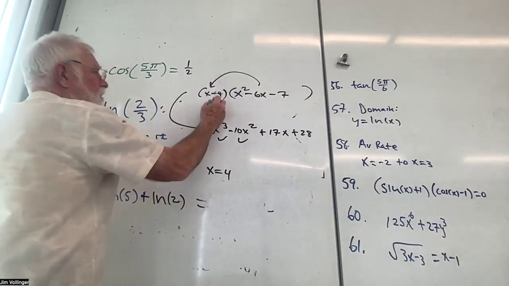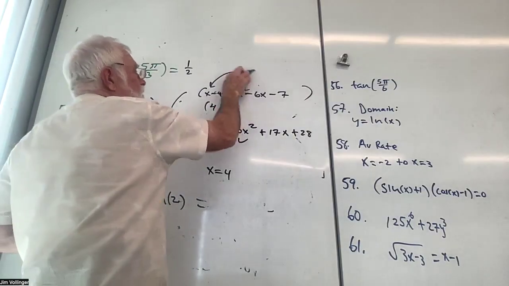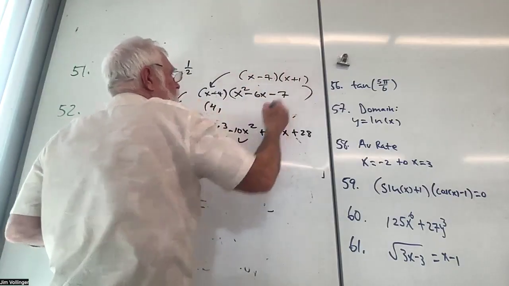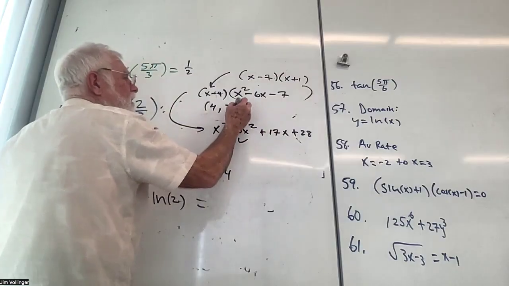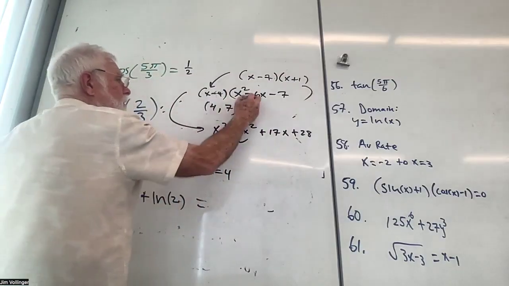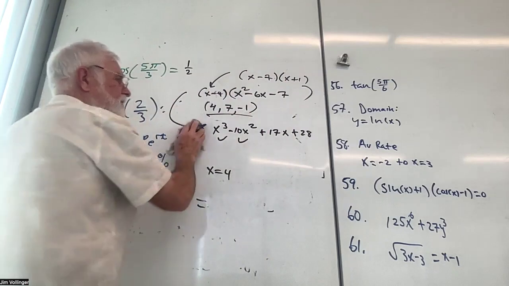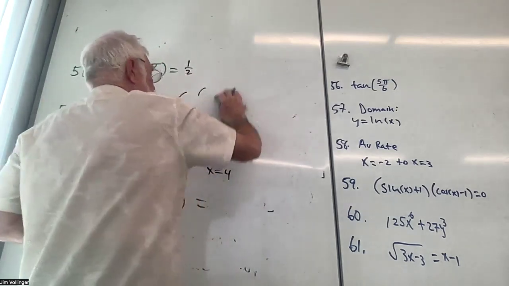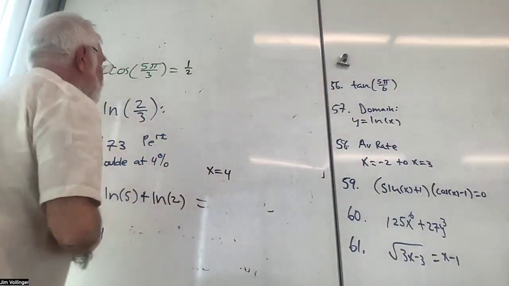So what are my roots? 4, and I have to factor this now. X minus 7 times x plus 1. So my other roots are 7 and negative 1. So those are my answers. That's problem 55 on the worksheet you did today. Okay, so if you're having trouble with that, play this a couple of times.